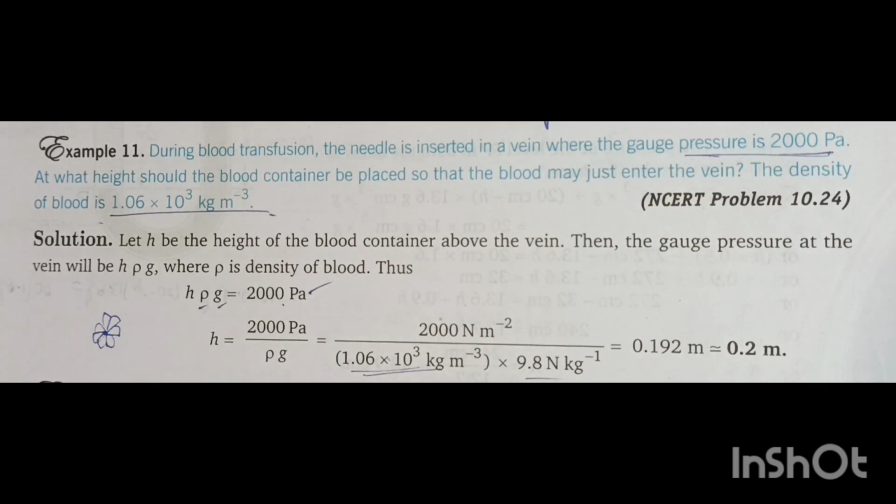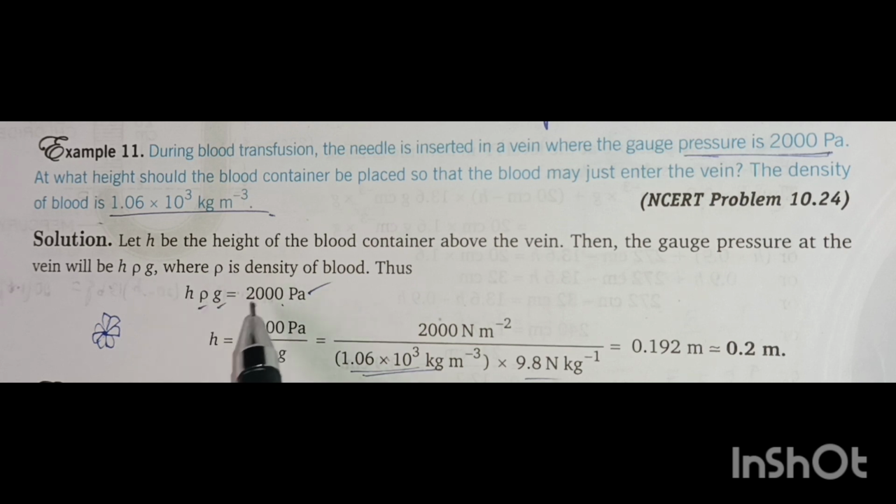During blood transfusion, the needle is inserted in a vein where the gauge pressure is 2000 Pascal. At what height should the blood container be placed so that the blood may just enter the vein? The density of blood is 1.06 into 10 cube kilogram per meter cube. So here we have the value of pressure, 2000 Pascal, and the density of the blood. We are requested to find the value of height.